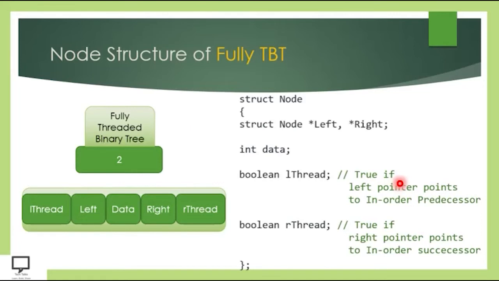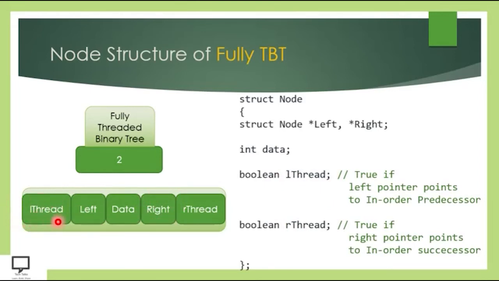See, I have mentioned the condition over here. If this boolean value is true, then the left pointer points to the in-order predecessor, meaning it will hold the thread, and in the same case the right pointer will hold the address of the in-order successor, which is again a thread. And in the opposite case, if it is false, it will hold the address of the child. If both the values are false, the left pointer and right pointer will hold the address of the left child and right child respectively. So just keep in mind that this boolean value will help you identify what is there in the left pointer as well as in the right pointer.